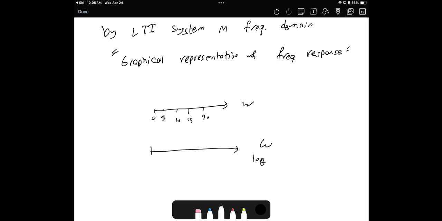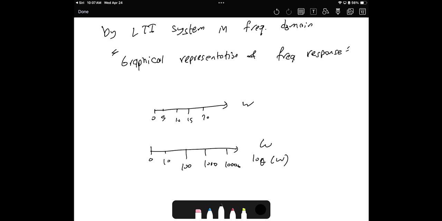So with log omega, it will be like 0, 10, 100, 1,000, 10,000, etc. So the change that you will see over the frequency range will be faster. You can look at large variety changes when you use the log. Again, it's a graphical representation, and it is used a lot in control systems when you make a design, as well as in communication.